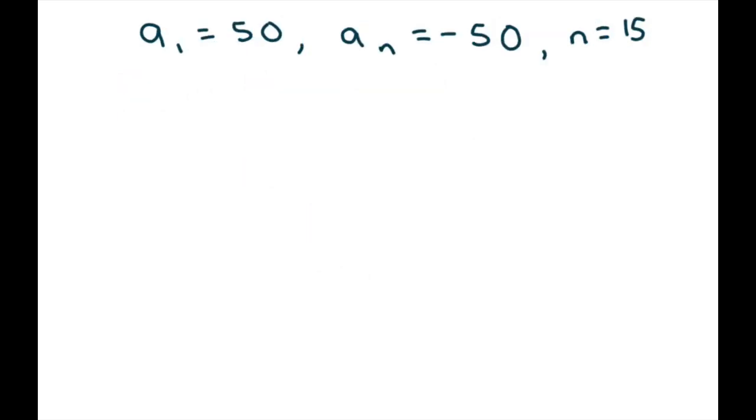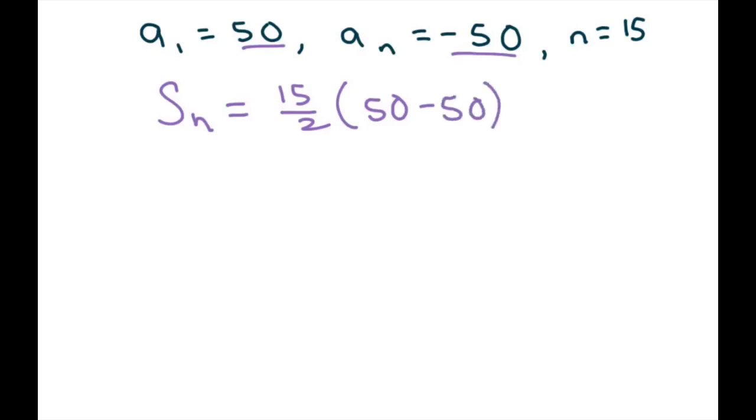Alright, and the next one's the same way. I think we're going to get 0 though. So we have S of 15, because these two numbers are the same. So basically you're going to get 15 divided by 2, first term plus your last term. So this ends up being 0. So the sum is 0.